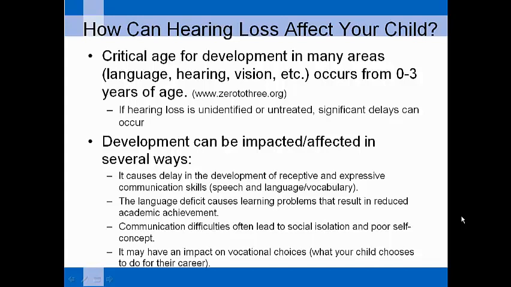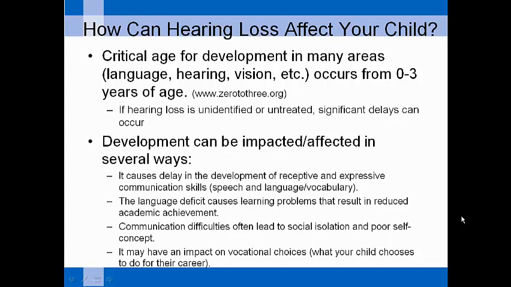So, a lot of people wonder, well, how can hearing loss affect my child? I mean, if I just speak up a little bit louder, they can hear me fine. What they may or may not know is that the critical age for development in children occurs from 0 to 3 years of age. This is really where the brain begins to develop tens of billions of different connections on learning language, learning what sound is, what they're looking at, fine motor skills. Their development just skyrockets from when they're born up until 3 years of age.